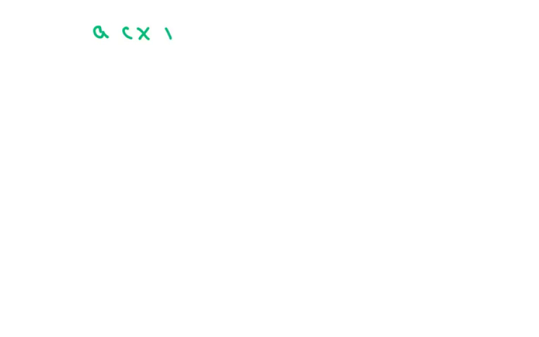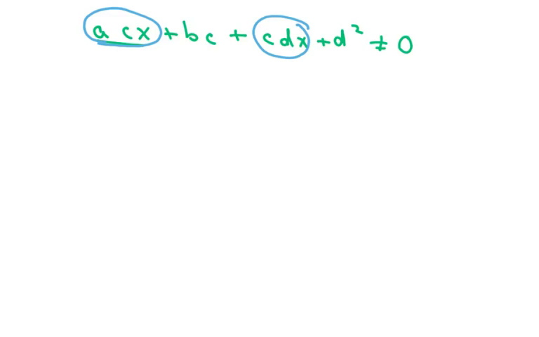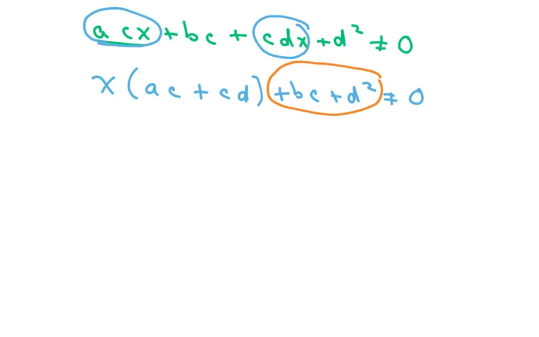And what we're going to get is acx plus bc plus cdx plus d squared cannot be 0. Now I'm going to go ahead and group my x's together, these two, and pull out the x. So this is going to be x times ac plus cd. Then we still had the plus bc plus d squared cannot equal 0. So I'm going to subtract these from both sides.